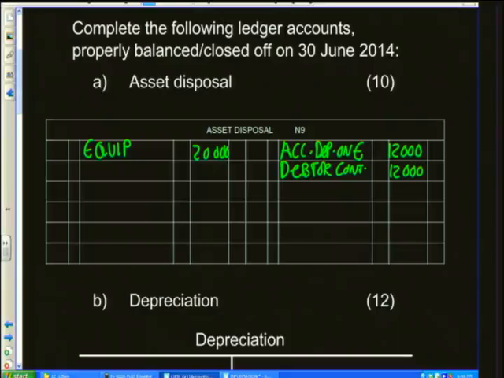Okay, one more time, guys, because this is important. Cost minus accumulated depreciation gives you your carrying value. So in this case, my carrying value is 8,000. I compare that carrying value to the selling price, which was 12,000. So I've therefore made a profit on sale of asset.